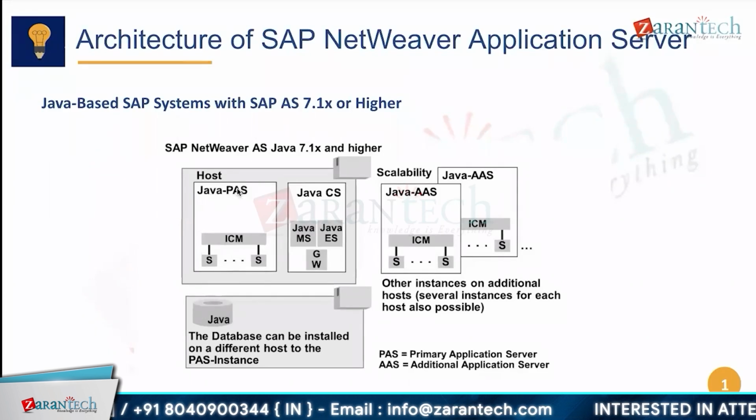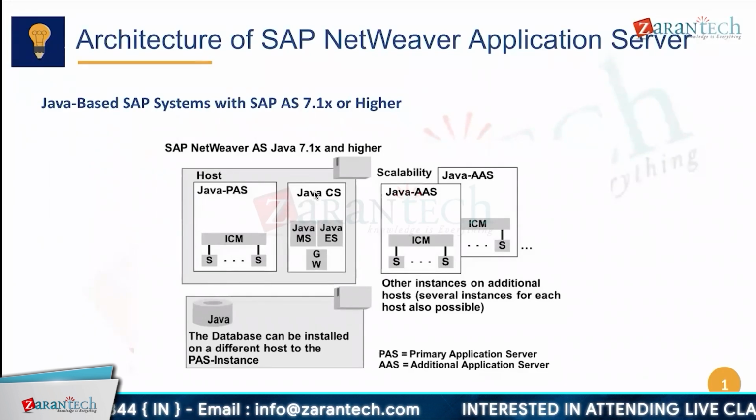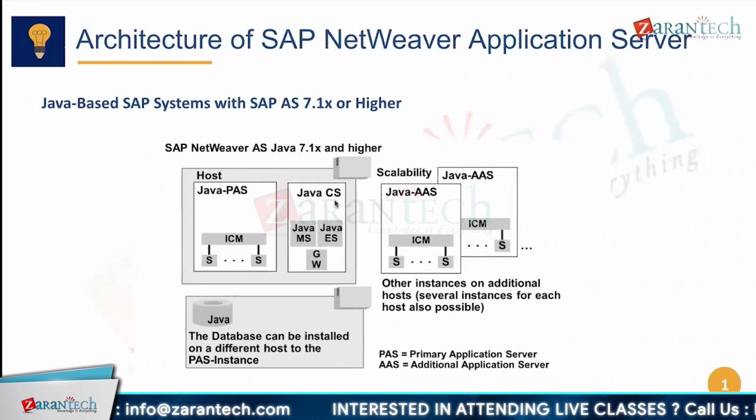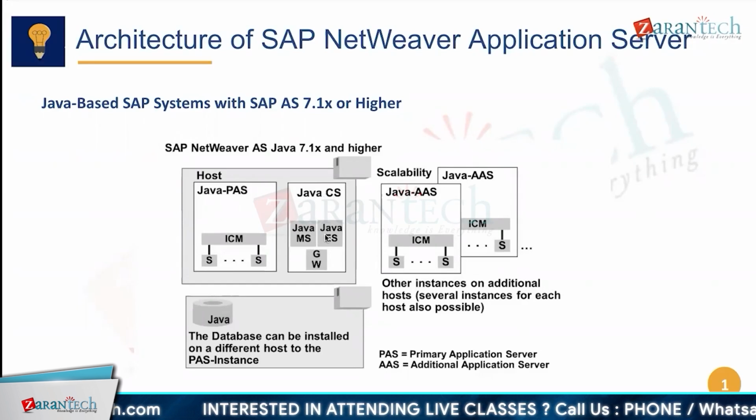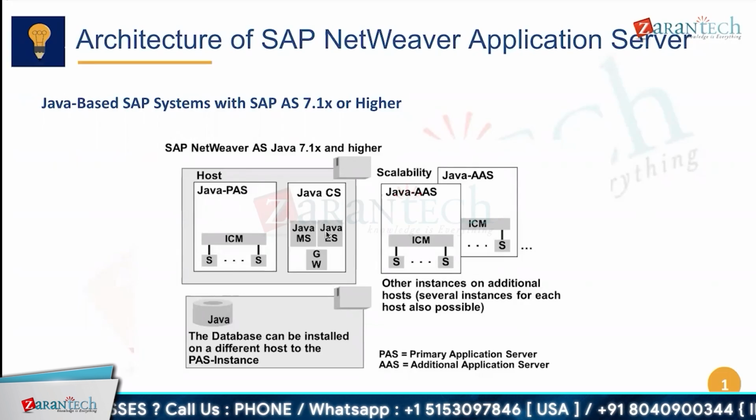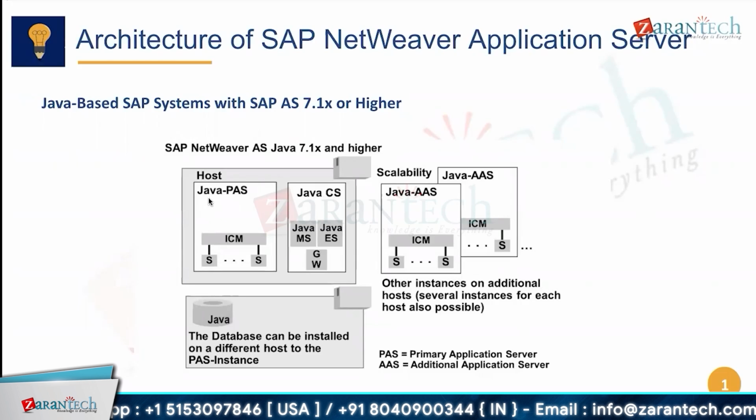So there is the Java primary application server and the Java central services. As I said, the same concept applies here. The central services instance has the Java message server and the Java enqueue server. Wherever there is a message server and enqueue server, you just call it a central services instance. All other instances are the primary application or the secondary application.